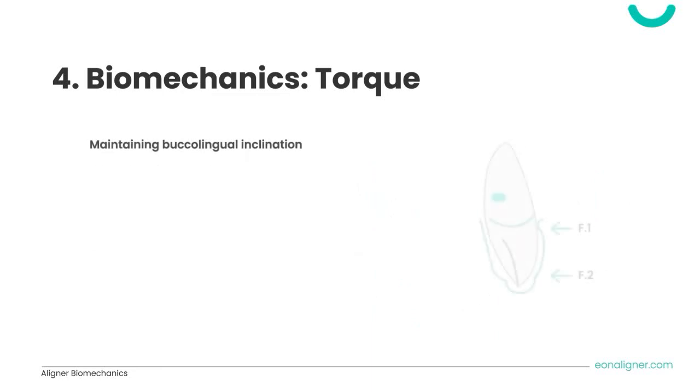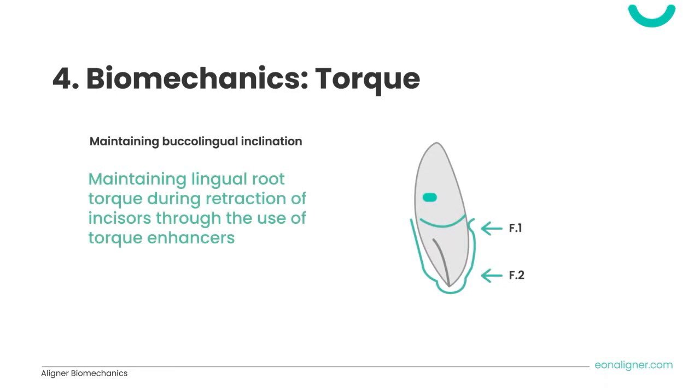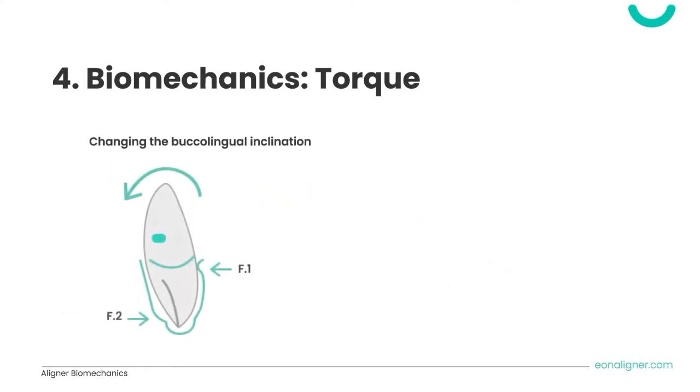Maintaining anterior torque during retraction is essential to prevent lingual or palatal crown tipping. Torque enhancers are little dents on the buccal gingival surface of a tooth. As you see in the figure, the aligner applies its most force on the incisal part, and torque enhancers would apply it on the gingival part. These two forces together, applied in the same direction, make sure that the tooth moves in a translational movement rather than incline or torque.